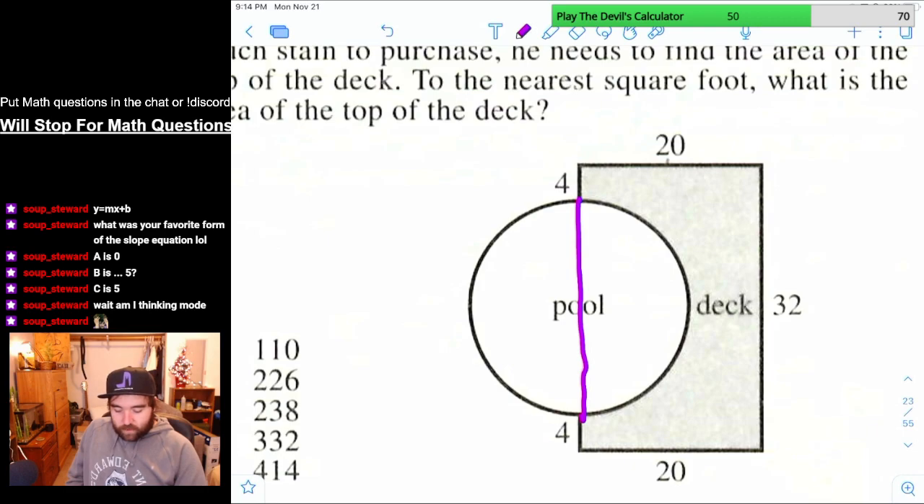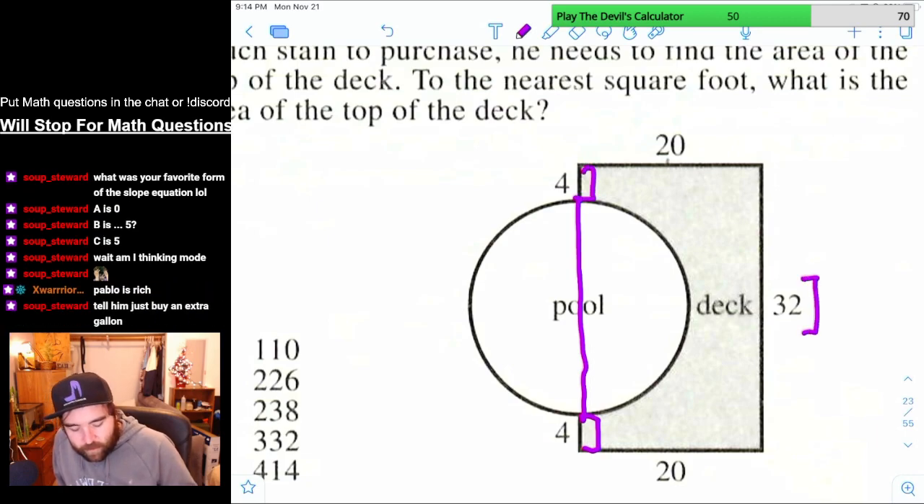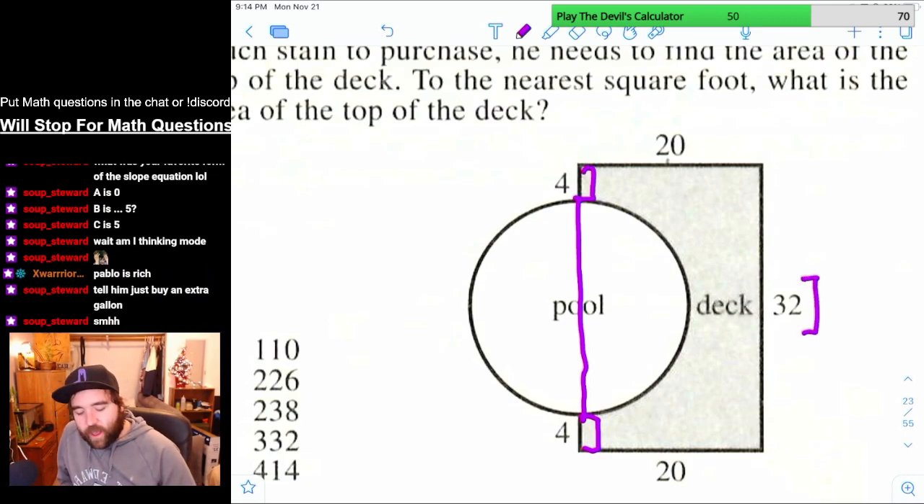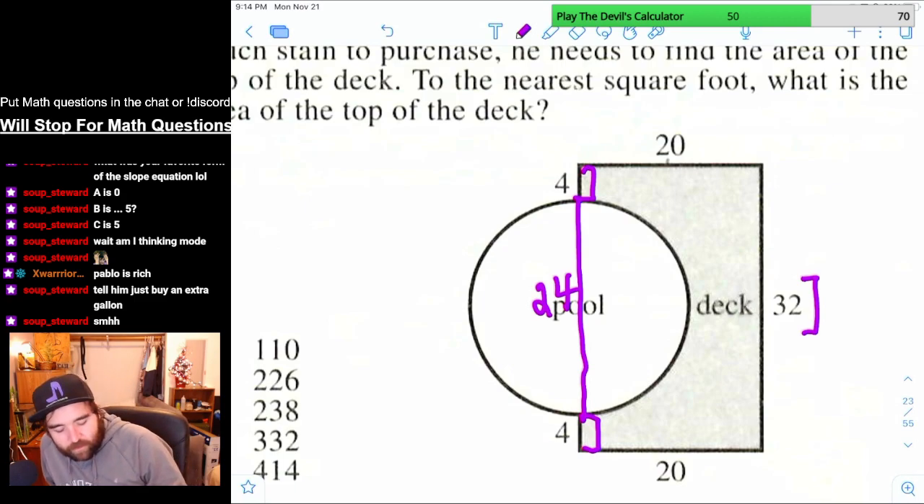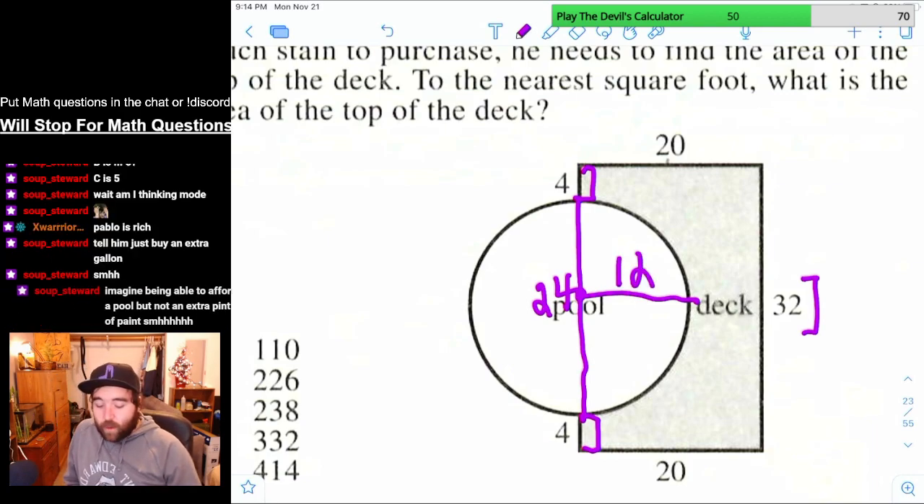So what is the radius of that pool? Well, you look how you got these 4s on the edges, and then this 32 right here. So that whole length is 32, but then you take away the 8 for the edges. So that means that whole diameter is 24. But then when we find the area of the pool, we need to use the radius, which is half of the diameter, which is 12.